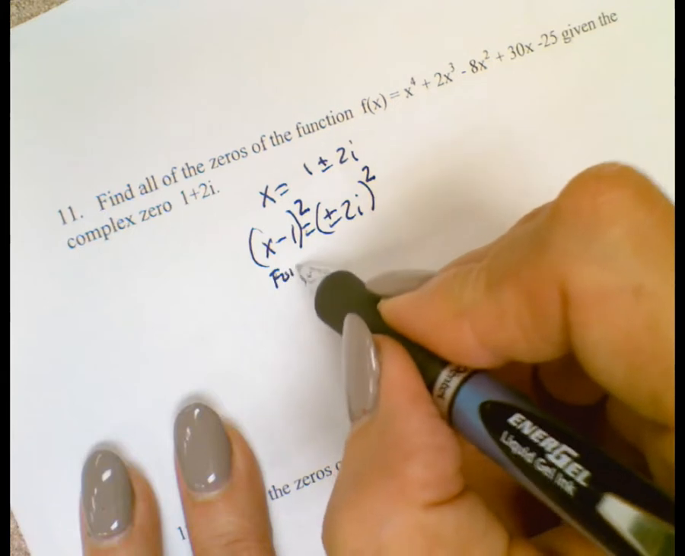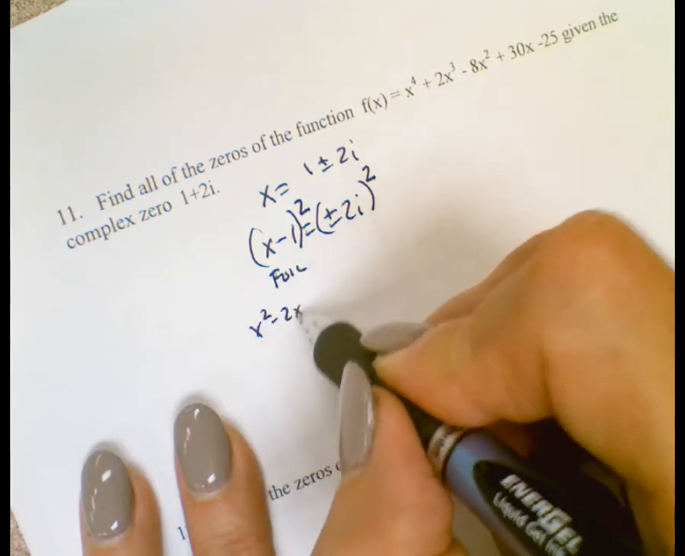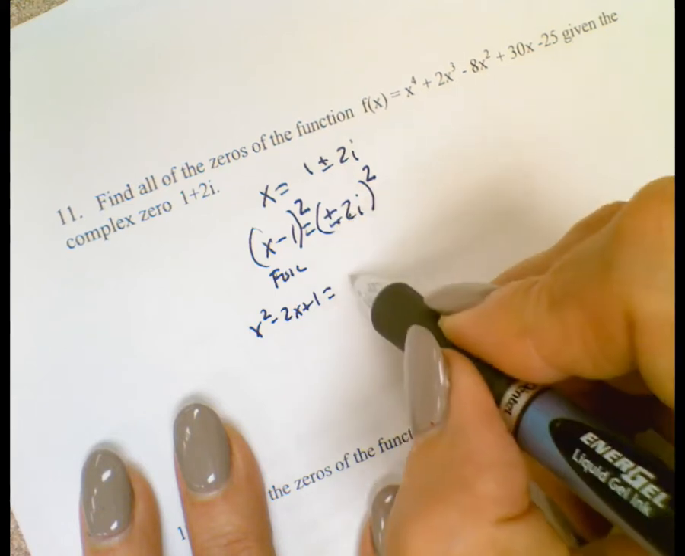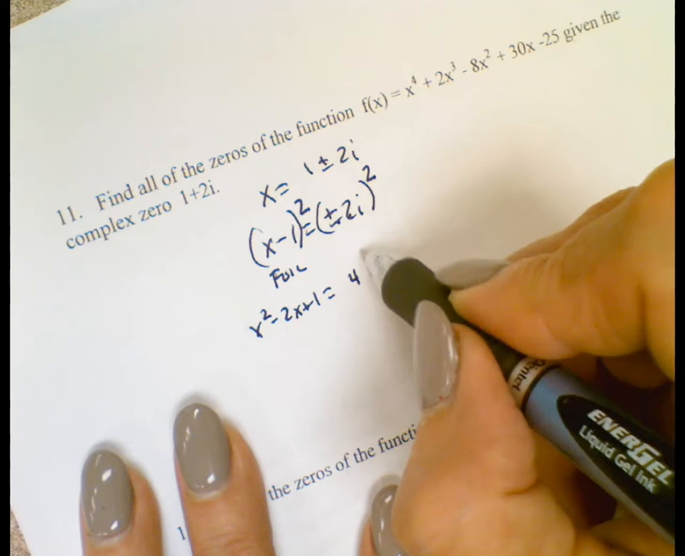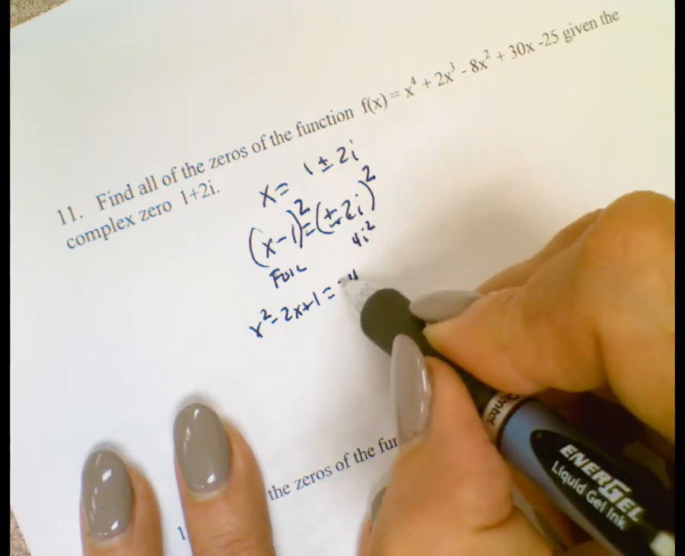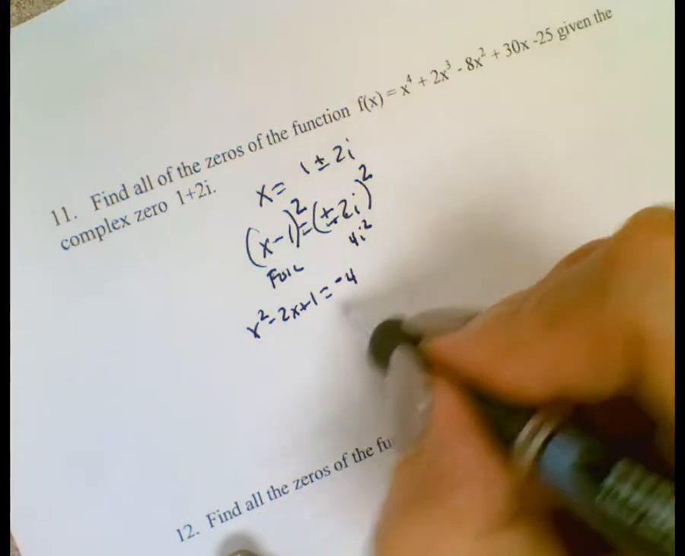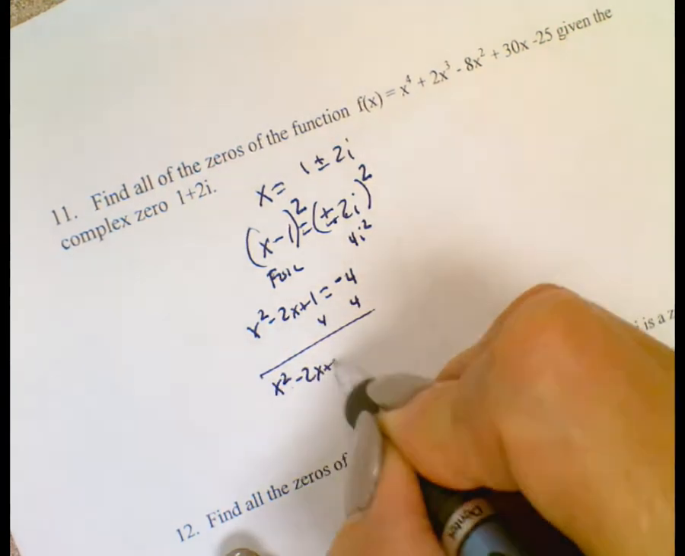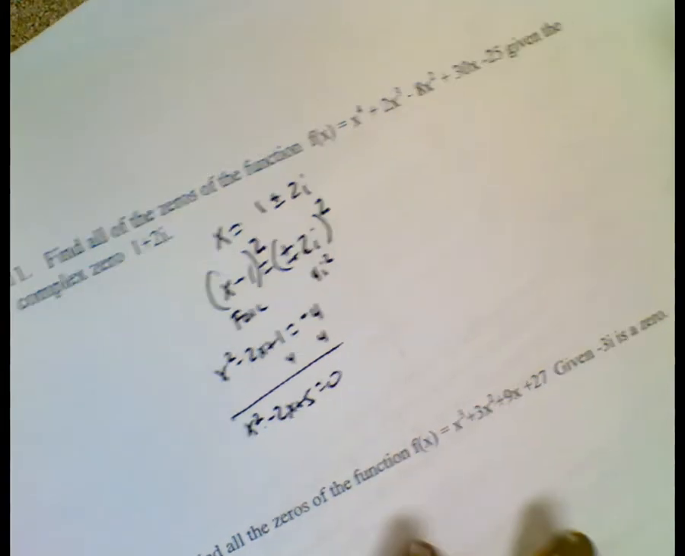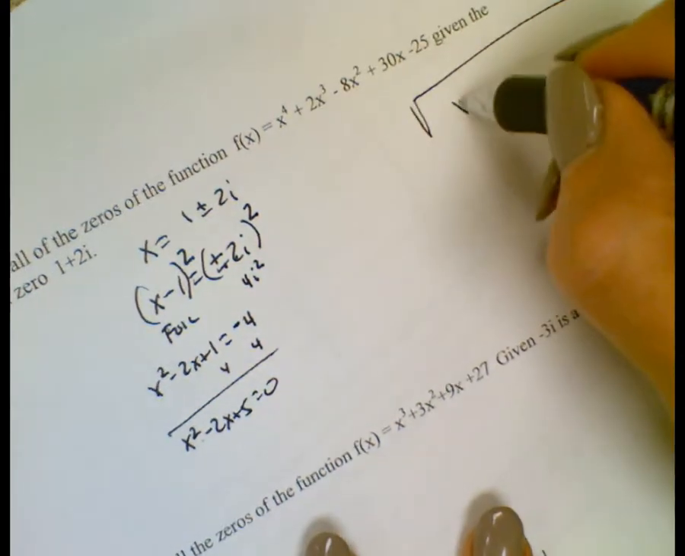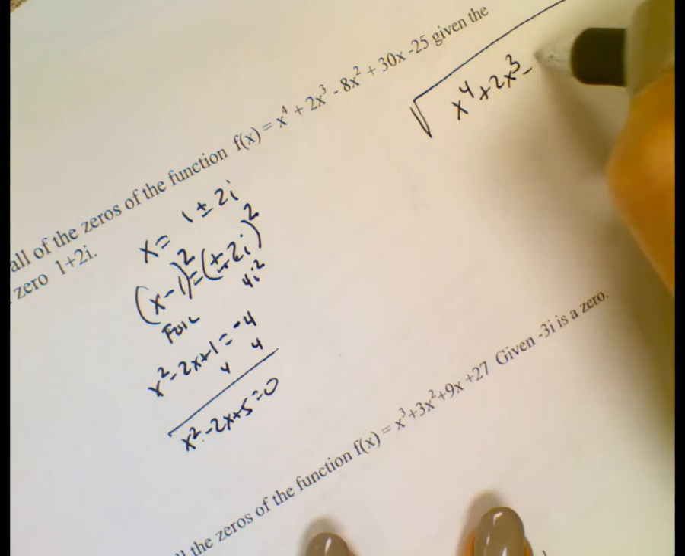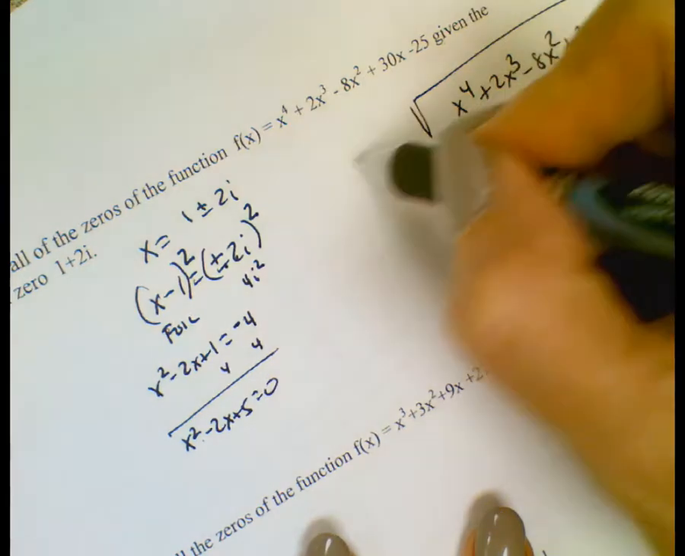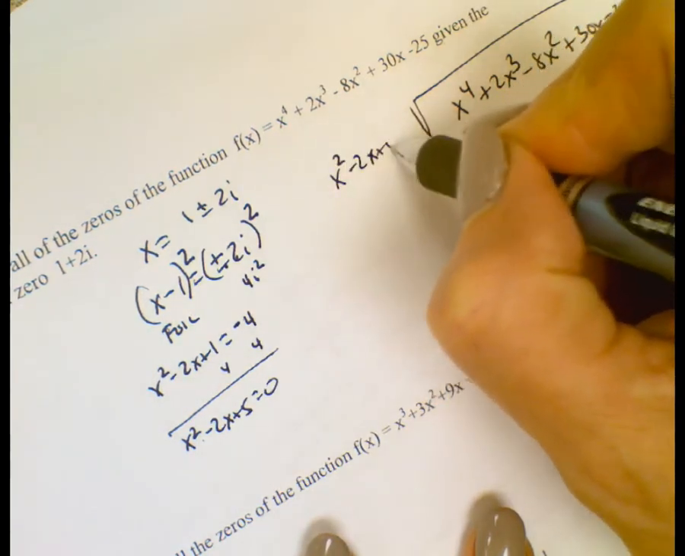We're going to FOIL this side: x squared minus 2x plus 1. If you square plus or minus, it's positive. If you square 2, you get 4. If you square i squared, you get 4i squared, which really is a negative 4. We're going to add this to the other side, and we get x squared minus 2x plus 5 equals 0. Then we're going to do long division. That's the quartic. This is the quadratic.